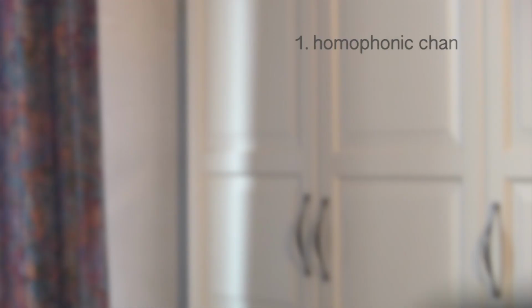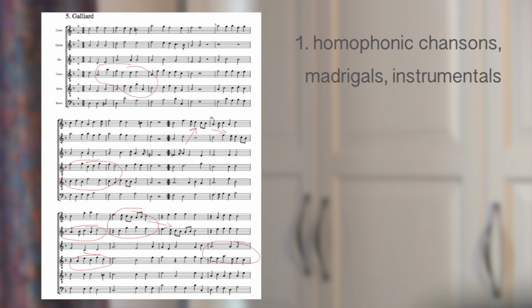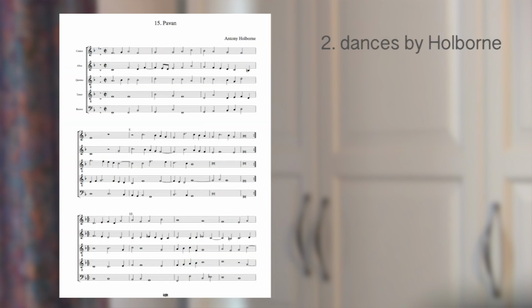In order to ease yourself into the world of polyphony, I would like to suggest the following route. First, start with homophonic chansons and madrigals and instrumental pieces. In many of these you can find small polyphonic passages. In my conservatory years we did the great repertoire, which in retrospect worked counterproductive for me. Second, dances by Holborne and the likes are also a good way to familiarize yourself with the easier Renaissance repertoire.